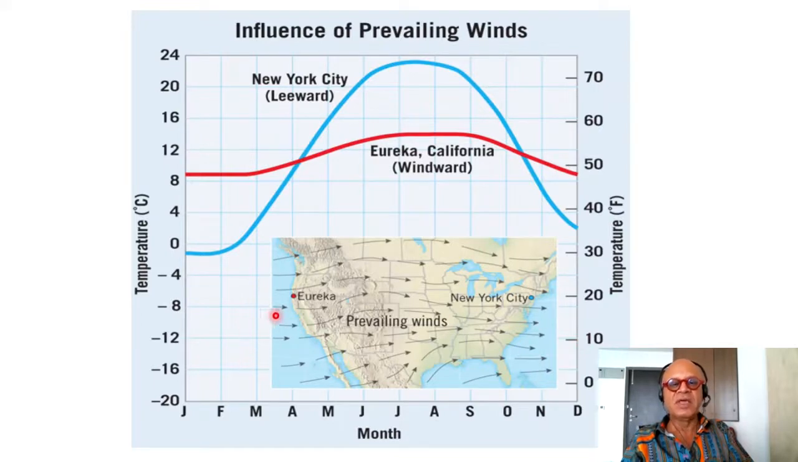So if you look at maritime weather in Eureka, California, it is almost constant throughout the year with very small seasonal variability, whereas a land-influenced place like New York, which is under the westerlies, has a massive seasonal cycle compared to Eureka, going from negative temperatures in the winter to very warm temperatures in the peak summer months.